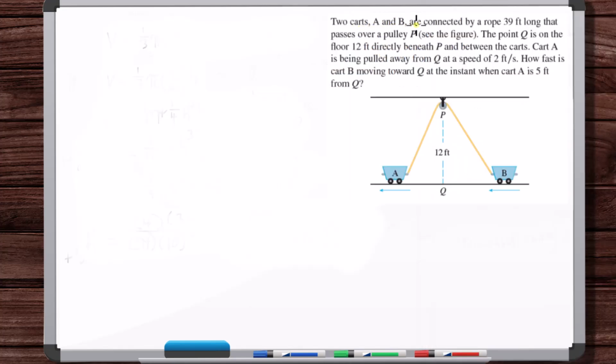Two carts, A and B, are connected by a rope 39 feet long that passes over a pulley P. The point Q is on the floor 12 feet directly beneath P and between the carts. Cart A is being pulled away from Q at a speed of 2 feet per second. How fast is cart B moving towards Q at the instant when cart A is 5 feet from Q?